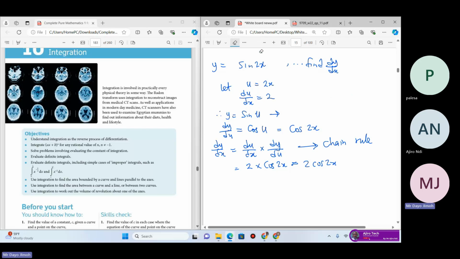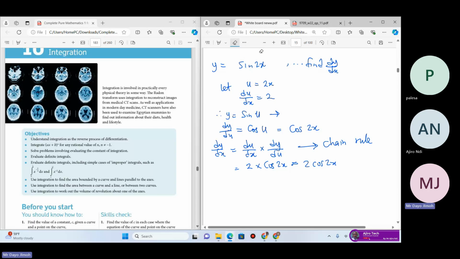And then you said dy/du is equal to cos u. Because y is sine u, so dy/du will be cos u. If this thing is m, it will be cos m. If it is g, it will be cos g. So first of all, the formula of dy/dx is du/dx times dy/du. So you have to look for du/dx, and look for dy/du.